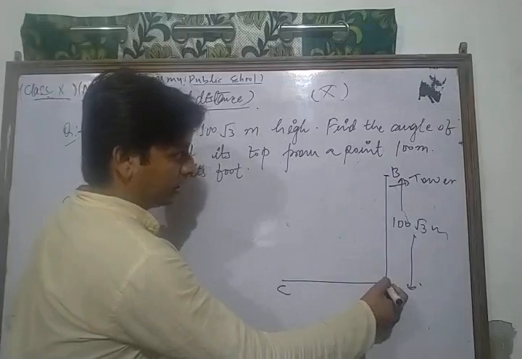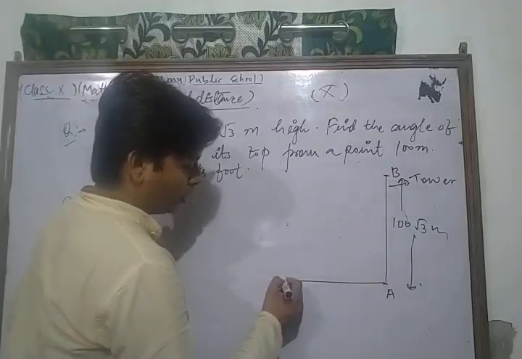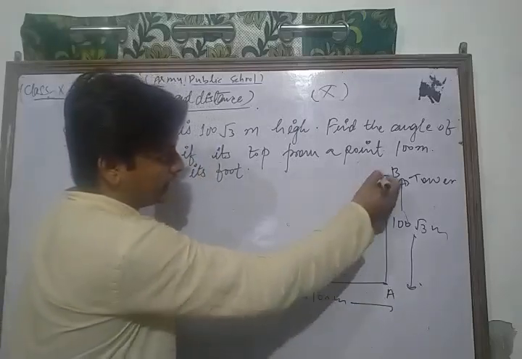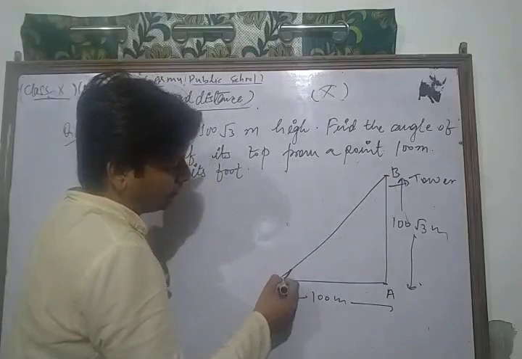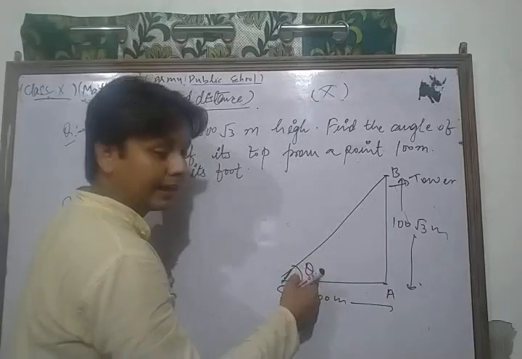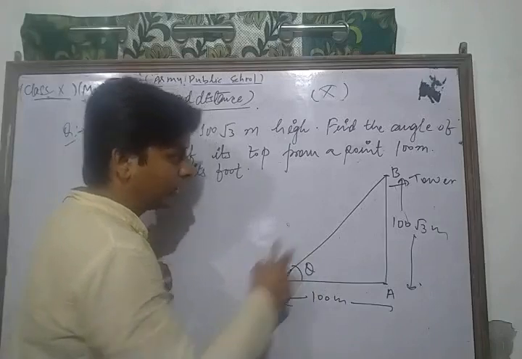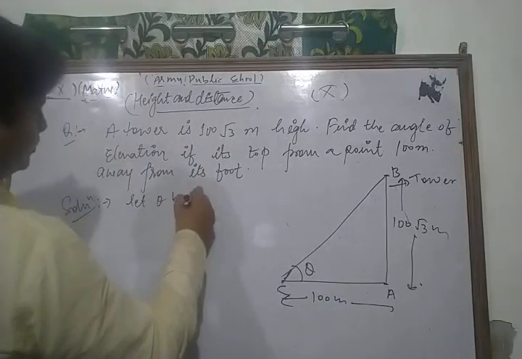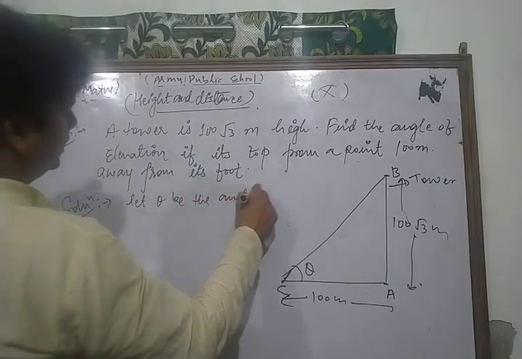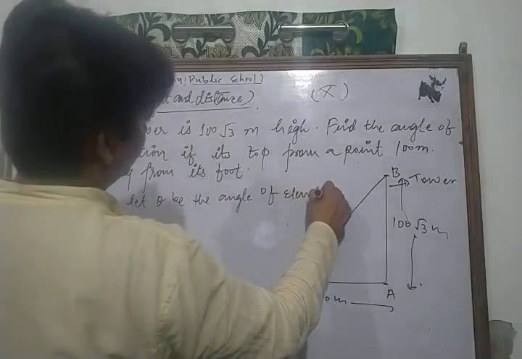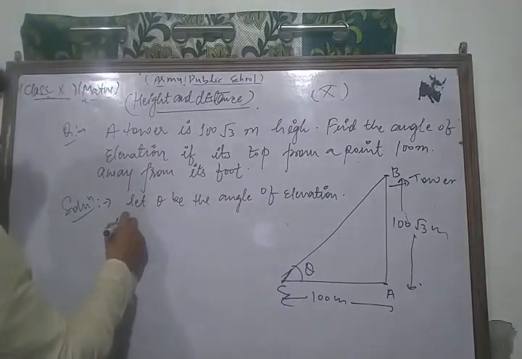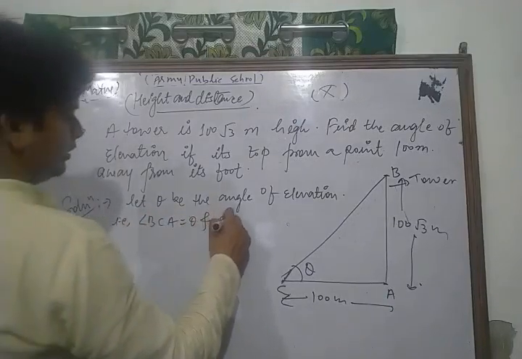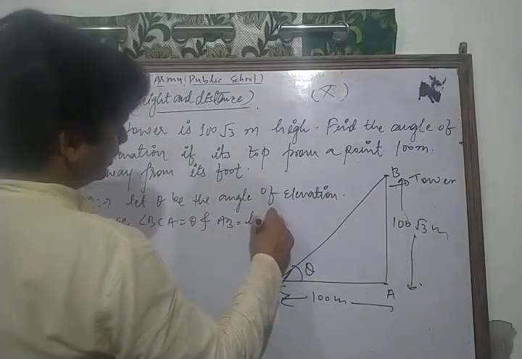Now a point which is 100 meter away from the foot of the tower. Suppose that there is a point C which is 100 meter away from the foot of the tower. From there, let theta be the angle of elevation made from this point to the top of the tower. That is, angle BCA is equal to theta.